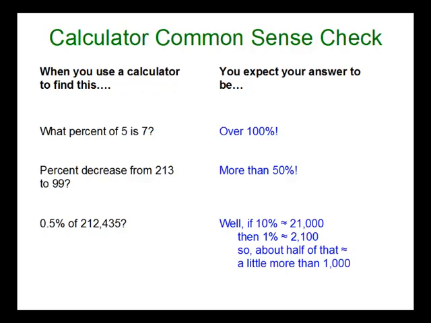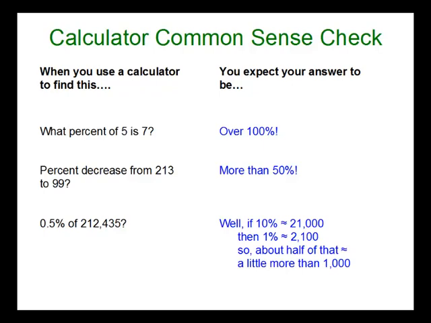So the thinking goes like this. What percent of 5 is 7? Well, 7's bigger than 5, so the answer should be over 100%. If you look at percent decreases, you can look at 50% as a benchmark. Clearly, 213, if you cut it in half, you'd be over 100. So a decrease down to 99 is more than half decrease.